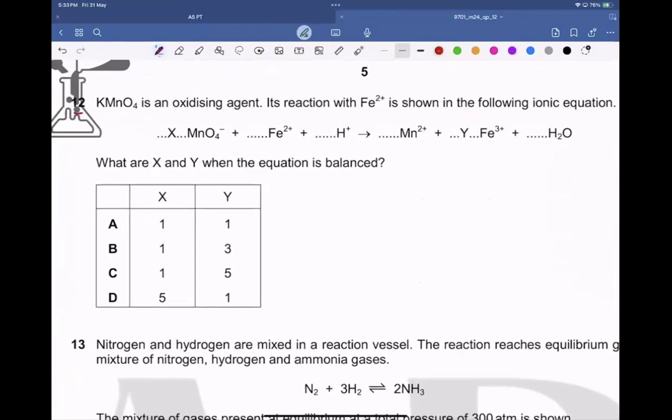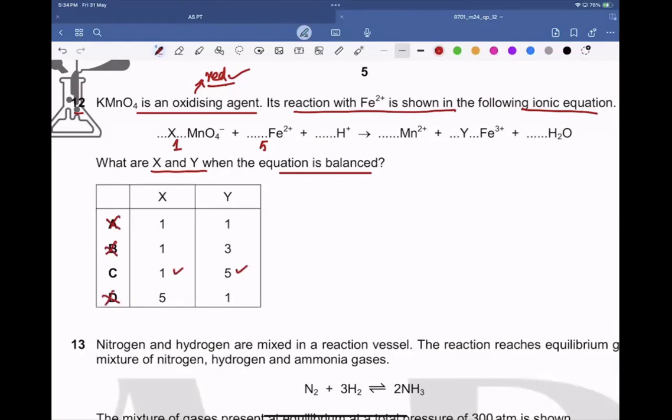Now, question number 12. KMnO4 is an oxidizing agent. Okay. It means it will undergo reduction, right? The reaction with the Fe2+ ion is shown in the following ionic equation, with elements X and Y. What are the X and Y in the equation if it's balanced? I think this equation is repeated so many times, so you must remember that it is 1 and it is 5. That 1 mole of permanganate always reacts with 5 moles of iron 2+ in the balanced way. So A, B, and D go wrong, and C is the correct answer.